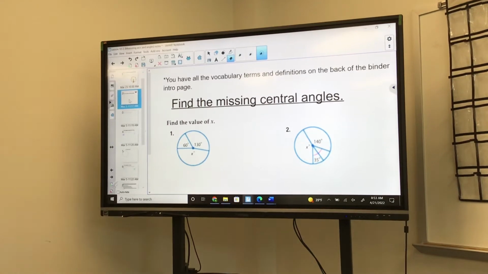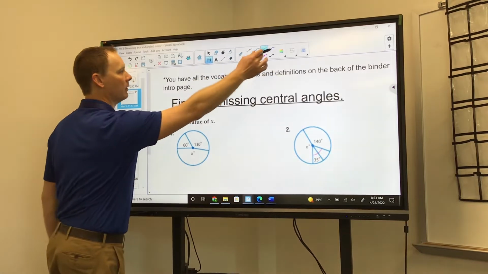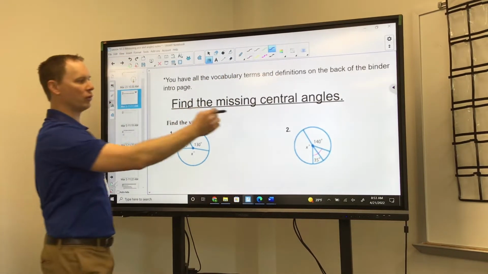All right, we're rolling. So one of the things you guys looked at yesterday was central angles.